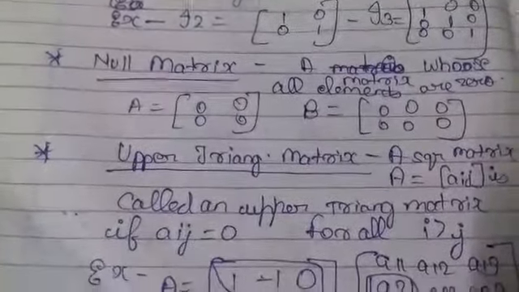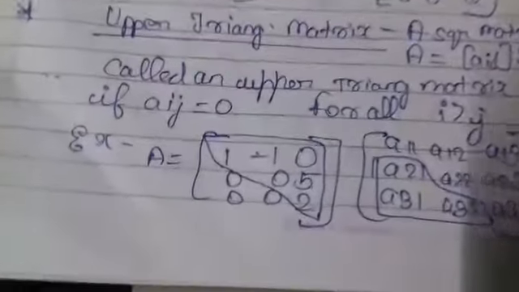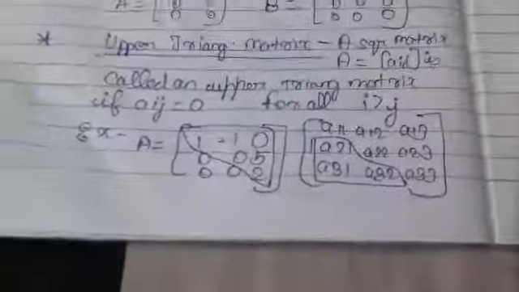Null matrix: a matrix in which all the elements are 0 is a null matrix. You can see 0 0 0 0. Now the upper triangular matrix: a square matrix A = [aij] is called an upper triangular matrix if aij is equal to 0 for all i greater than j. I will make you understand this if you don't get it.